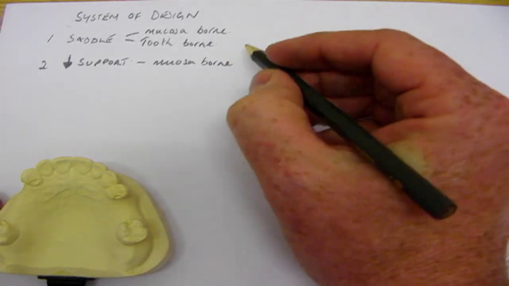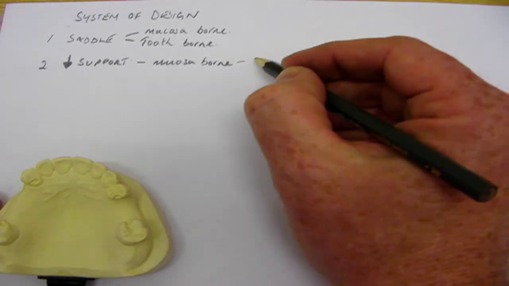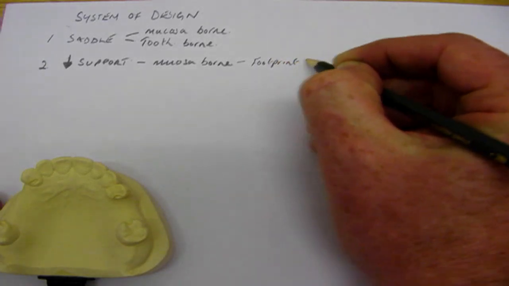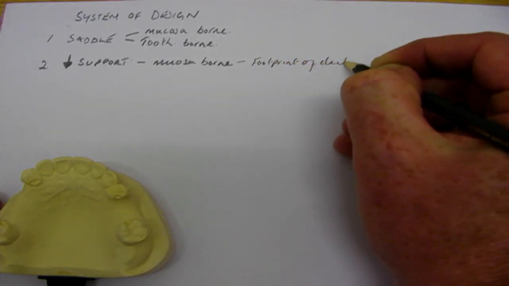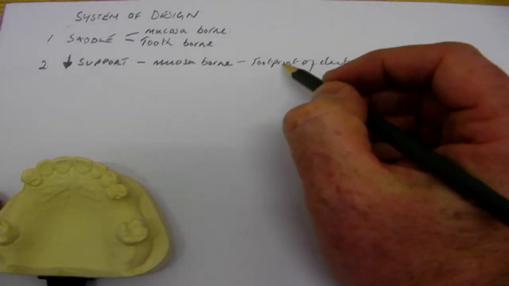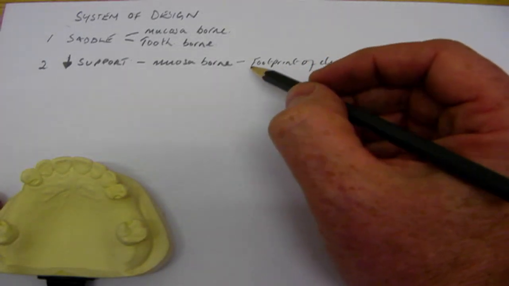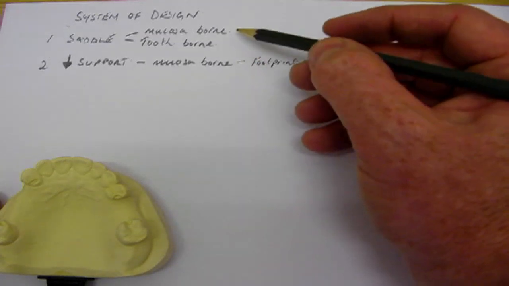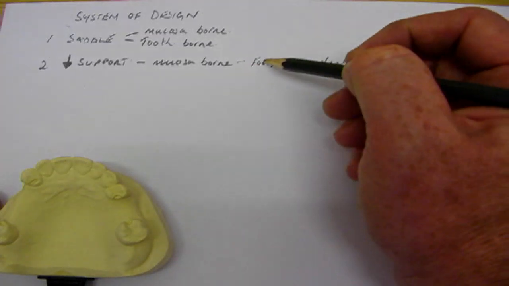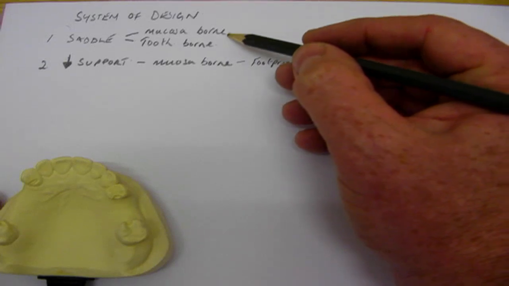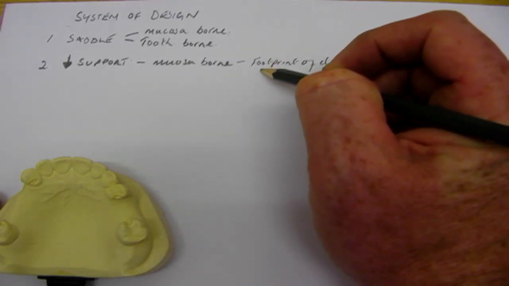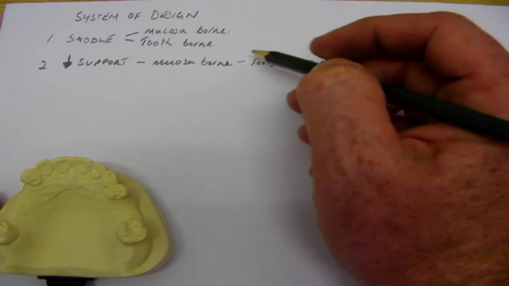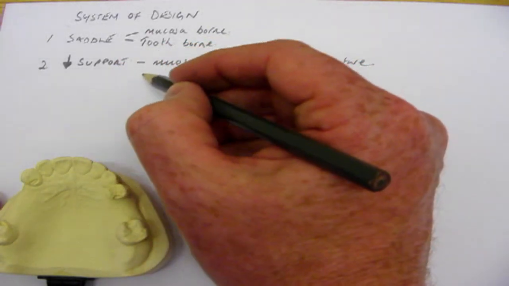and if we're doing a mucosa borne denture, then we would look at again the footprint of the denture, and we'd want to make that as large as possible to gain as much support as possible. So this links in with our saddle area. We want to make the saddle area big and the connector big to create a large footprint of the denture, so that spreads the load out as much as possible.